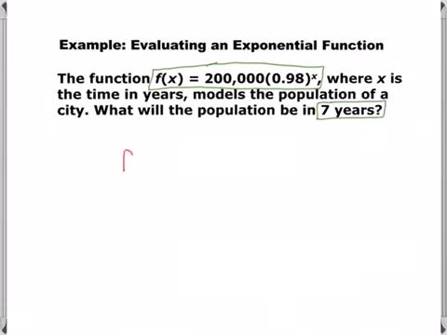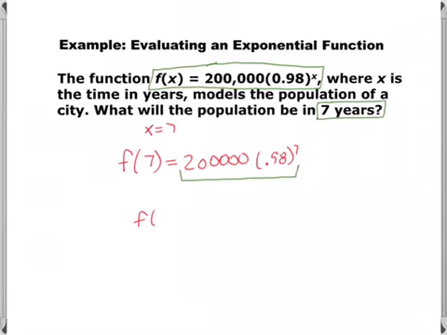So that means we're going to take f of x, and we know that x should be 7 in this case. So we're going to plug in 7 for x. So f of 7 equals 200,000 times 0.98 to the 7th power. So once again, this is what we want to put in our calculator to figure out what the population will be after 7 years. So after 7 years, the population is going to be right around 173,625 people.